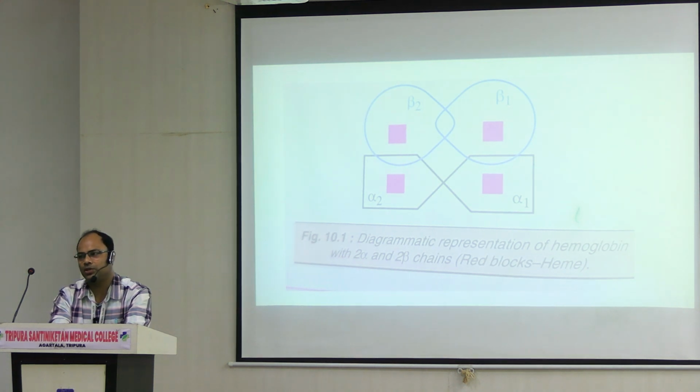This is called hemochromatosis, iron overload. So sometimes we have to give chelating agent like desferrioxamine to treat their iron overload.